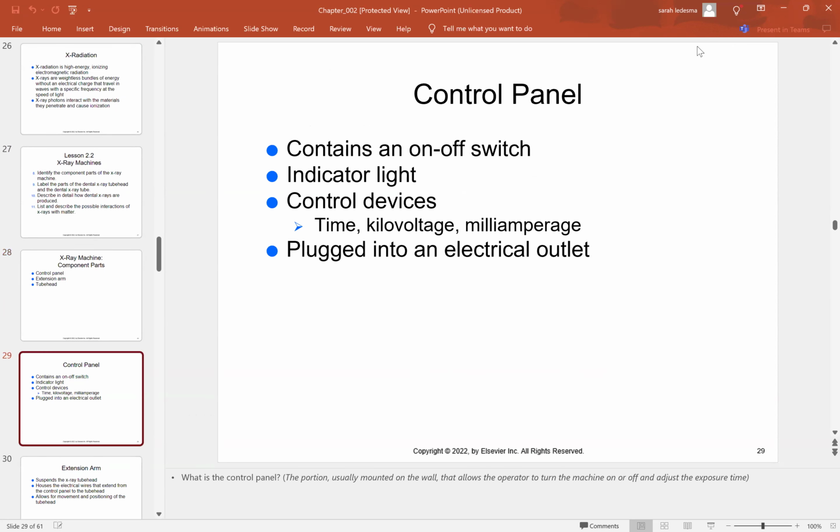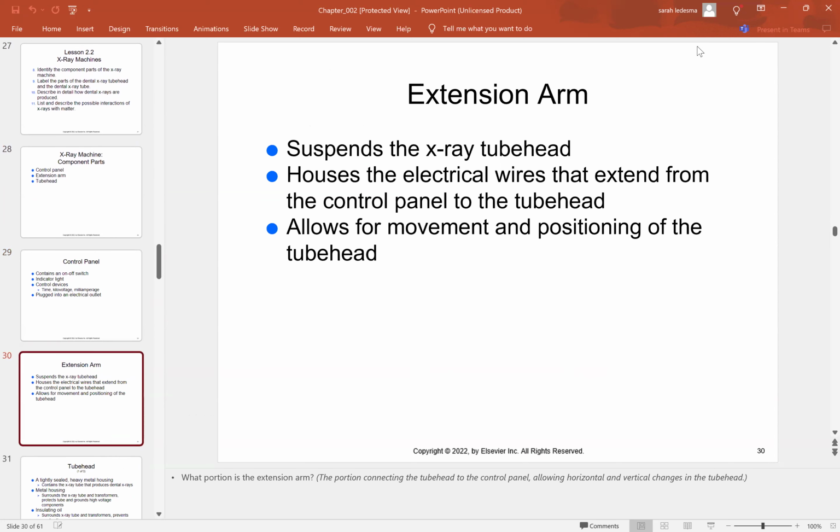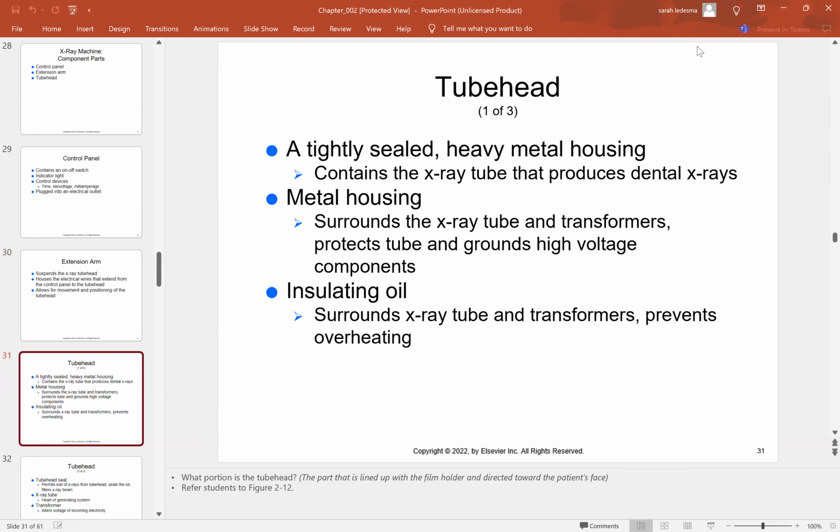The control panel contains an on-off switch, indicator light, control devices, time, kilovoltage, and milliamperage, and is plugged into an electrical outlet. The extension arm suspends the X-ray tube head, houses the electrical wires that extend from the control panel to the tube head, and allows for movement and positioning of the tube head.